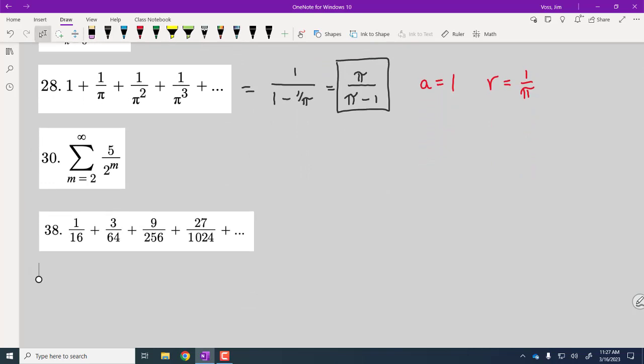All right, I want you to try 30. There's a little subtlety here. Let me see if you can pick it up. If you are not 100% sure that you're picking off the correct r and the correct a, write out the first 3 terms if you're not 100% sure.